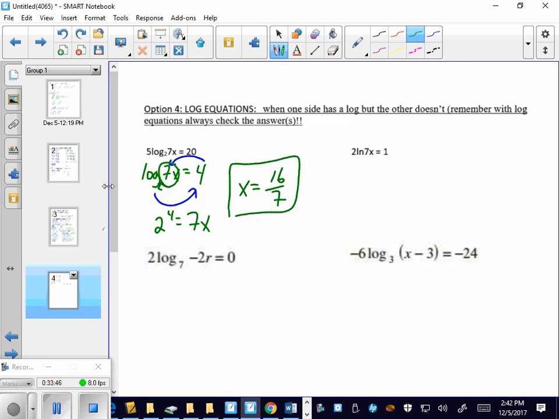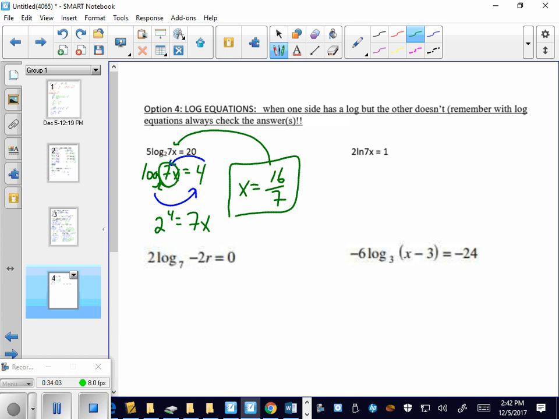Now, you do have to plug that back in, 16 over 7. If I multiply 7 times 16 over 7, I'm going to get the log of 16. Either way, it was a log of a positive number, even if you couldn't figure that out that quickly. It's okay. We're good. So that one checks.